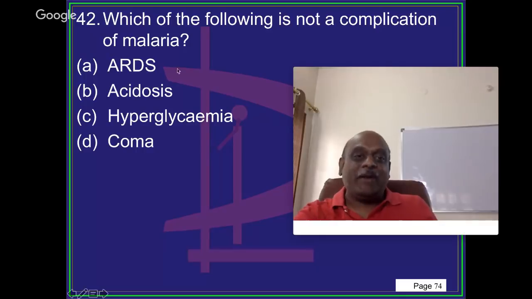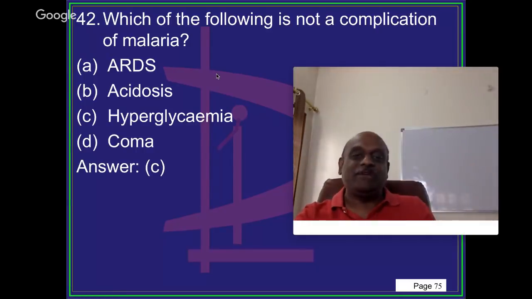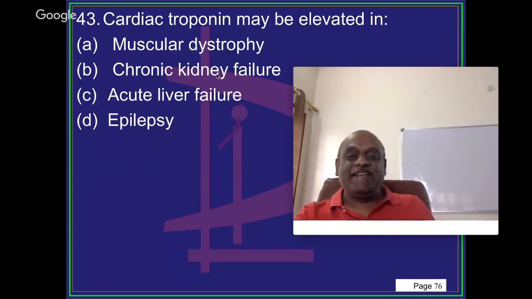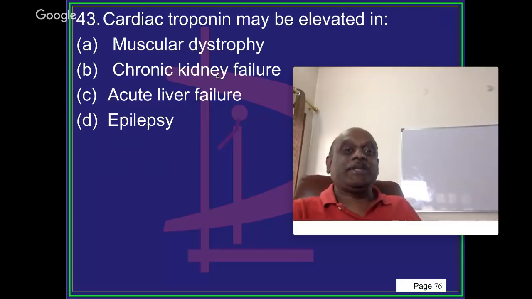Which is not a complication of malaria? So, hypoglycemia is not a complication of malaria. Cardiac troponin is elevated in which condition other than myocardial infarction, doctor?